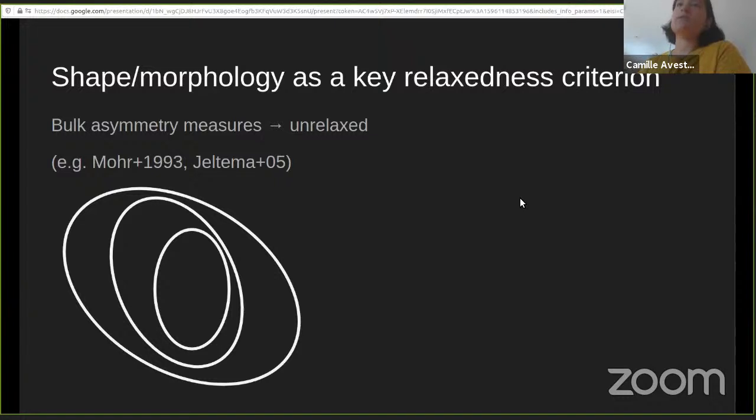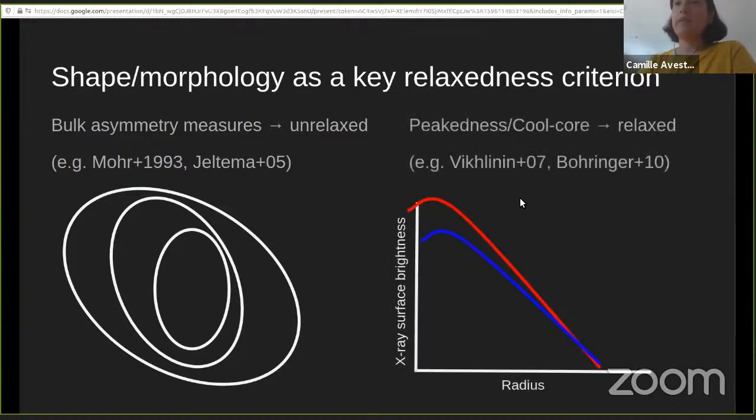In fact, shape morphology has been used as a key relaxedness criterion in a number of previous works. So things like the bulk asymmetry measures, saying, oh yes, that looks like it's unrelaxed. A lot of this was done for mostly X-ray clusters, where you could get some sort of a shape measurement, or something like the peakiness of the X-ray surface brightness. The thought process behind this is if you have a very rapid major merger occurring, you're going to disrupt the cool core in the central regions. But if you still preserve that, that indicates you have a relaxed galaxy cluster.